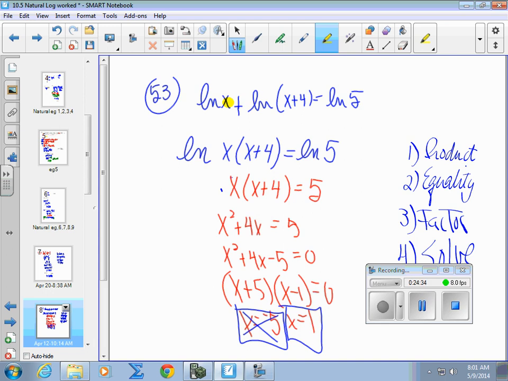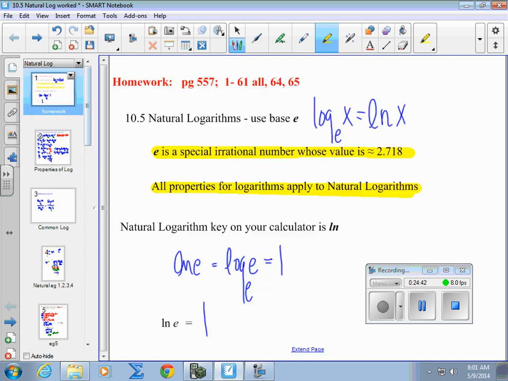So we'll go back to the first page for the homework exercises. All right, so once again, the homework is on page 557, 1 through 61, all 64 and 65. It shouldn't take that long, y'all.